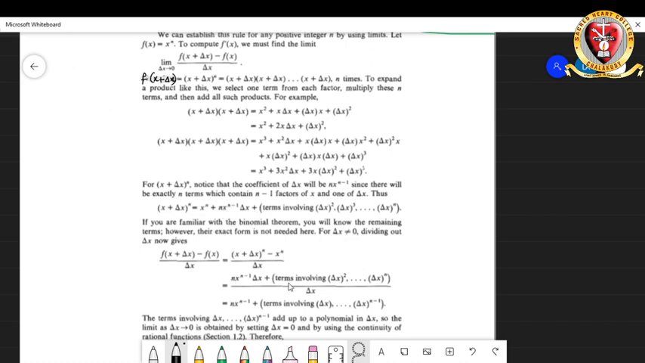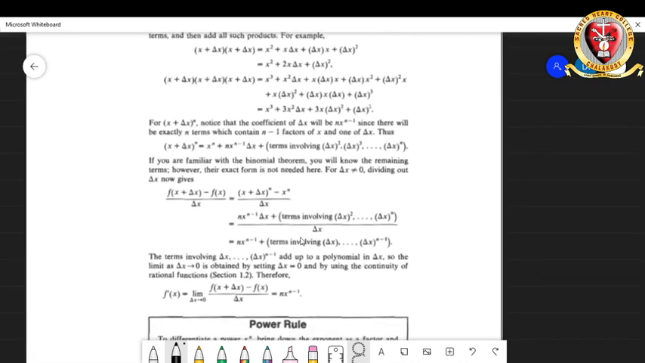So that means in the numerator you have n into x raised to n minus 1 into delta x, plus terms involving delta x square, etc., up to delta x whole raised to n, the whole divided by delta x. So when you divide by delta x, the first term will simplify to n into x raised to n minus 1, and the rest of them will definitely have terms which involve delta x, etc., up to delta x raised to n minus 1.